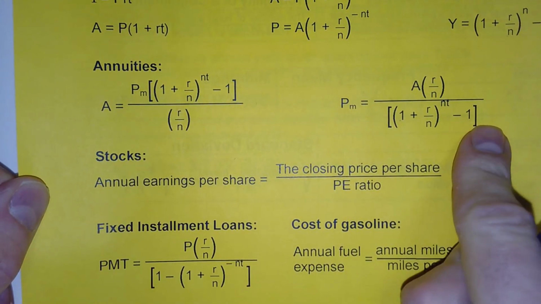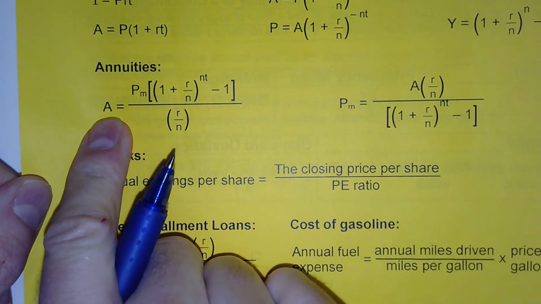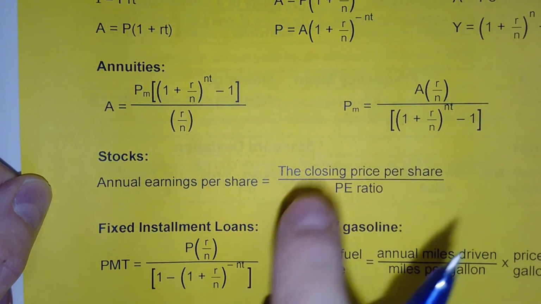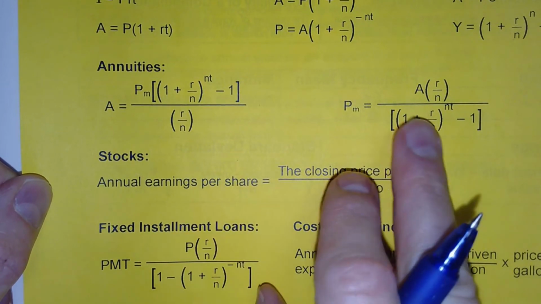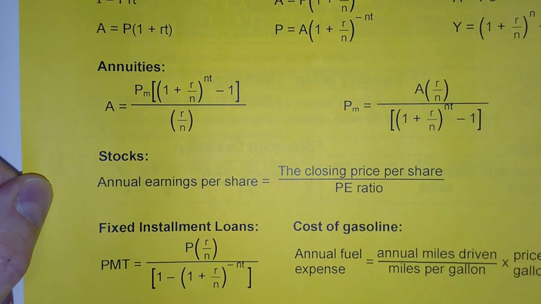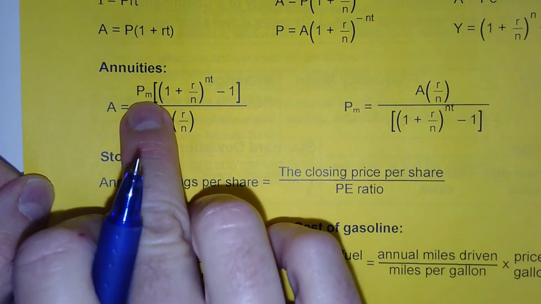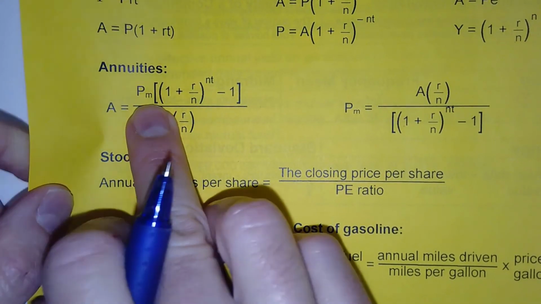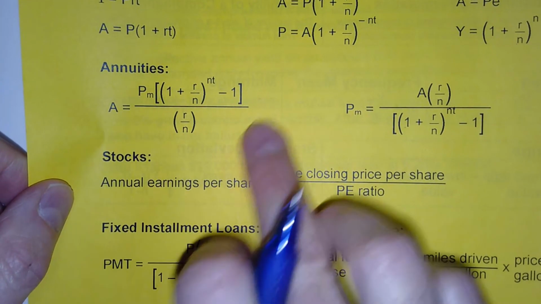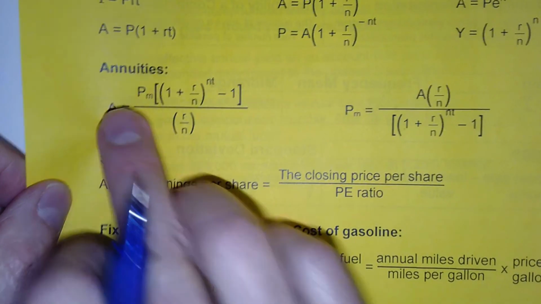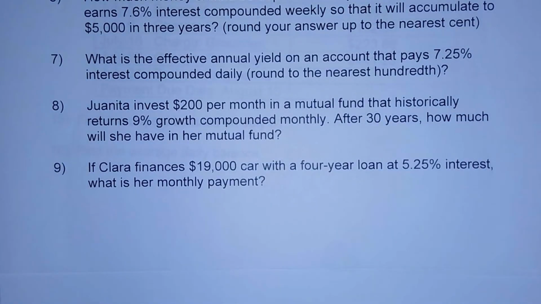So the question is, do you have the total amount, or do you have the monthly payment? And here we've got how much we're putting in per month. So that means we're going to be using this first formula here. So let's write that thing down.